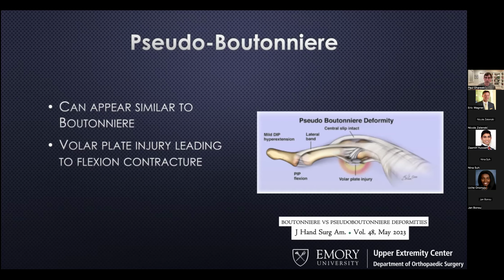But ultimately, that volar plate injury can cause a slight flexion contracture at the PIP joint. And so that gives you the extension lag at the PIP joint. And then again, as they're trying to pull through, they're not extending the finger at the PIP, but they can get a little bit of hyperextension of the DIP joint. And so it'll kind of mimic a fixed boutonniere deformity, but it's not usually. The central slip is intact in this, and you're really just treating the PIP flexion contracture.